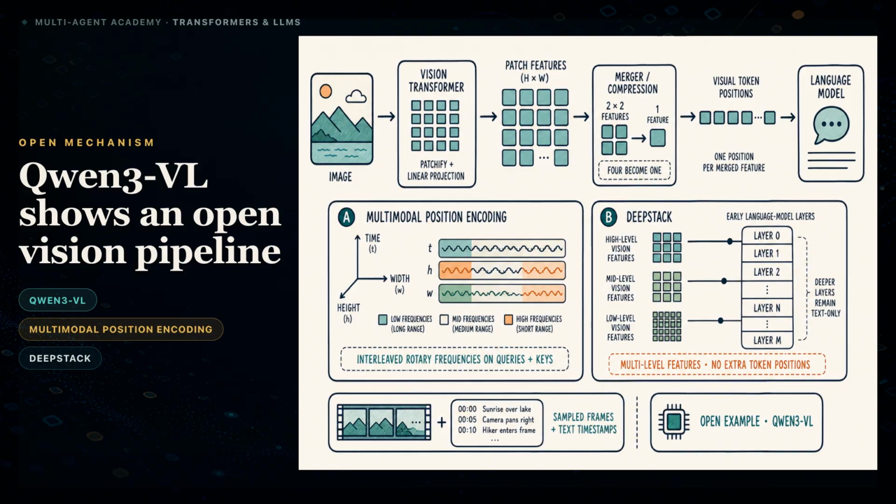The system also tracks position across video time, image height, and image width. Interleaved multimodal rotary position encoding modifies the queries and keys. Interleaving rotary frequencies across temporal, vertical, and horizontal axes avoids treating an image like a single line of text. DeepStack sends features from several vision layers into early language model layers without adding token positions. For video, sampled frames and text timestamps preserve each frame's location on the timeline.